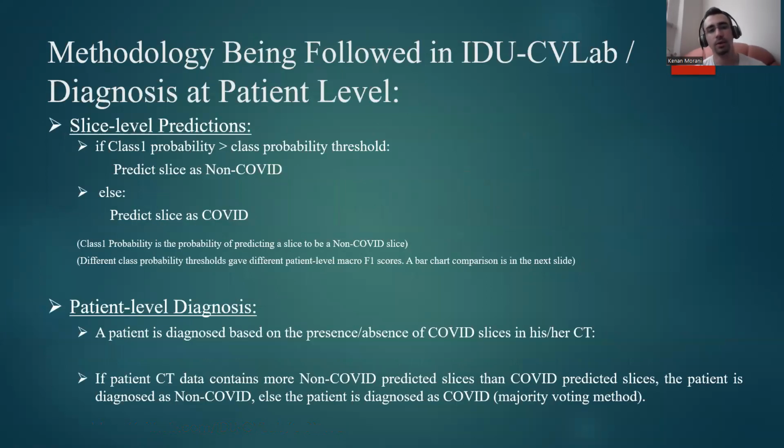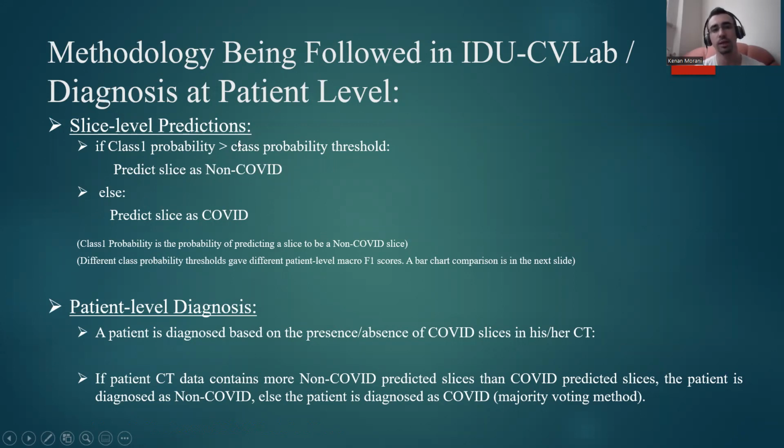Moving on. All right, so diagnosis at the patient level and the slice level. As I said, the final output from the dense layer of the deep learning model is the class 1 probability. The class 1 probability is the probability that the slice is a non-COVID slice. So if the class 1 probability is greater than the class probability threshold, then I will predict the slice as non-COVID. Otherwise, I will predict the slice as COVID.